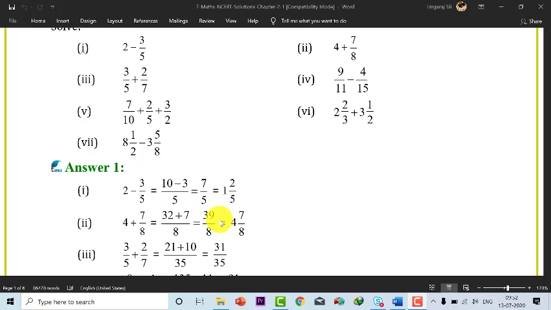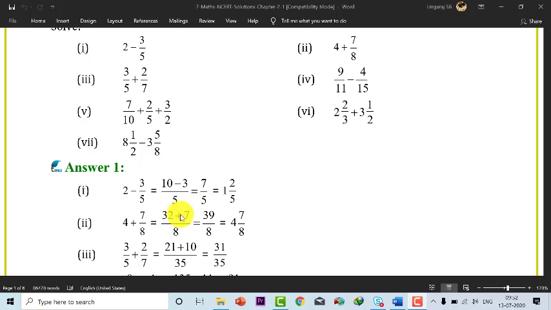So next we move to question number 2. 4 plus 7 by 8 is equal to 32 plus 7 by 8. Here we get the LCM is 8, then 8. Here the denominator of 4 is 1, so 1 into 8 is equal to 8 and 8 into 1 is equal to 8. So this 4 into 8 should be multiplied, so 4 8s are 32 and 7 into 1 will be 7.